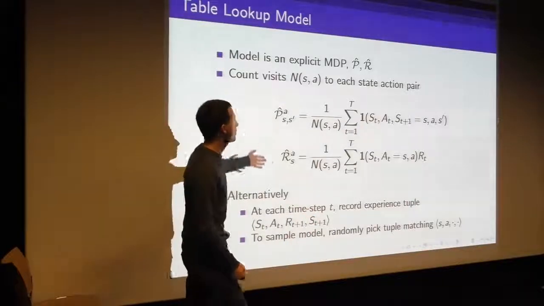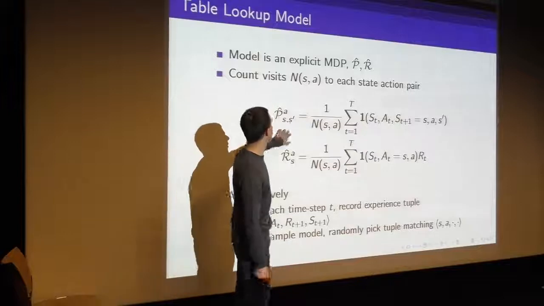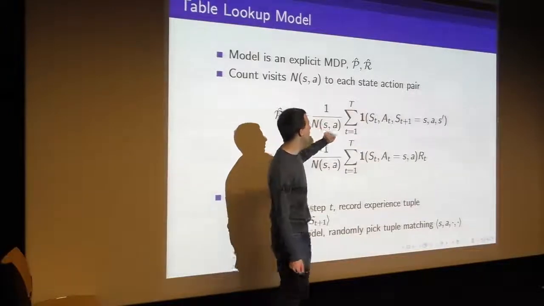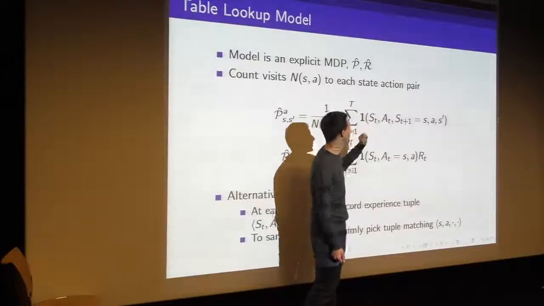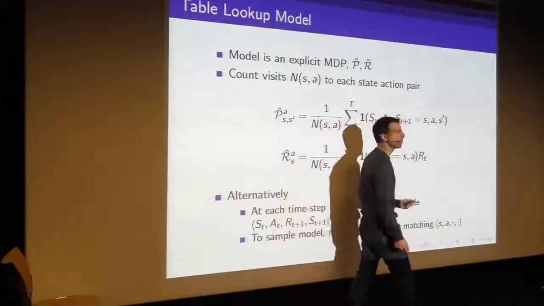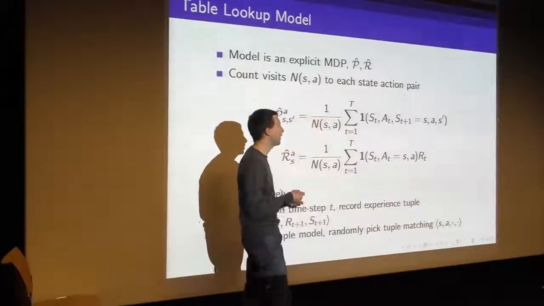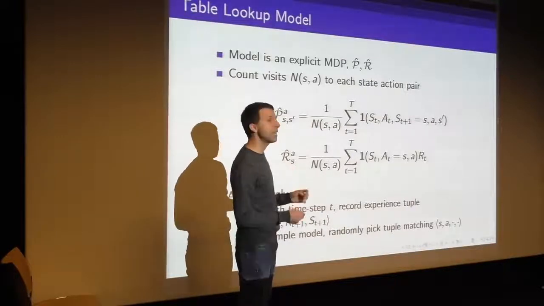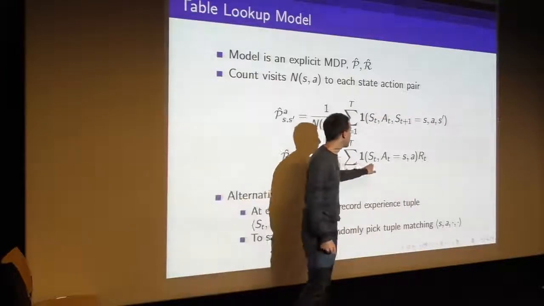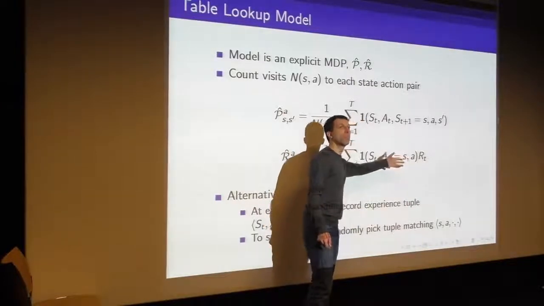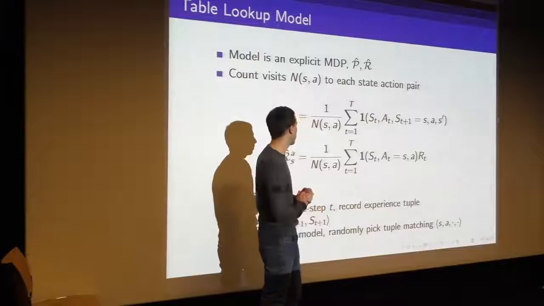This is just saying the same thing in maths, saying that our transition dynamics are going to be the average of this indicator function, which tells us every time I ended up in this particular state S prime. We're just counting the times I ended up in that particular state. And the reward function is basically just taking an average of all the times I started in this particular state and action. Let's take the mean reward of all of the rewards that I got from that point onwards.